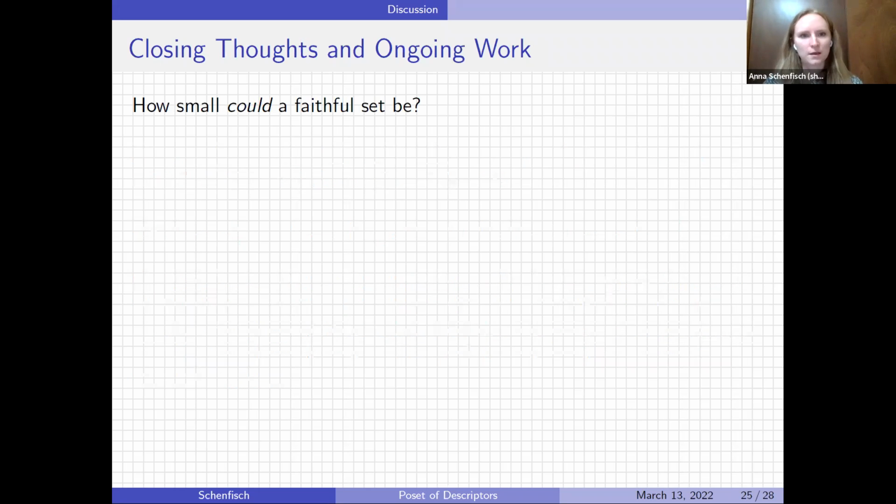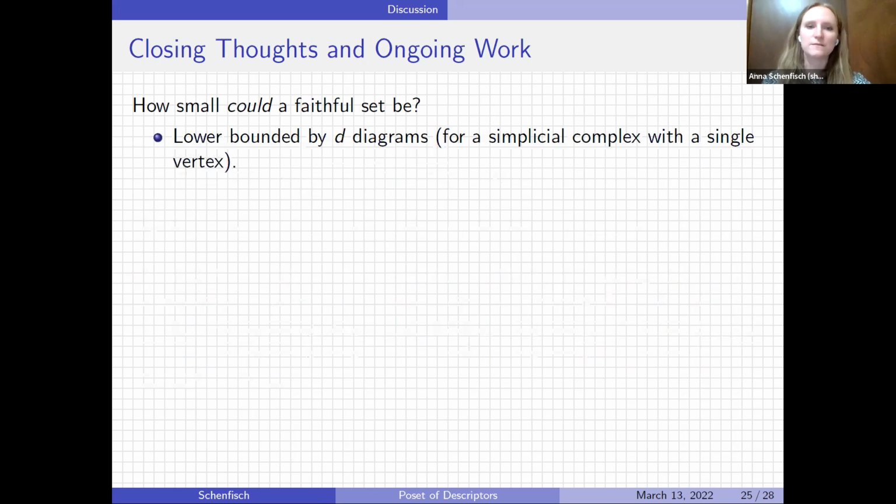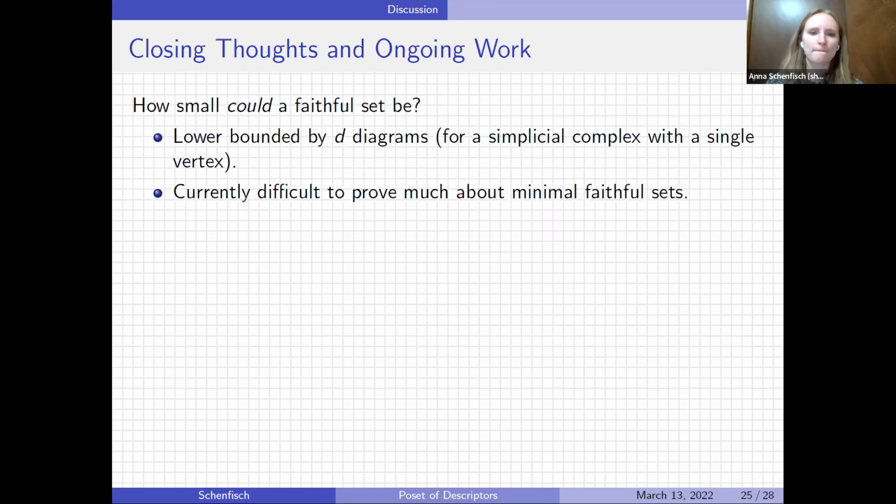Okay. So I'll just end with some closing thoughts and interesting questions that I see as ongoing work. One is, how small could a faithful set be? If you look at simplicial complexes generally, this is lower bounded by D diagrams. I didn't write this specifically for augmented descriptors, but it's currently a little bit difficult to prove much about minimal faithful sets.